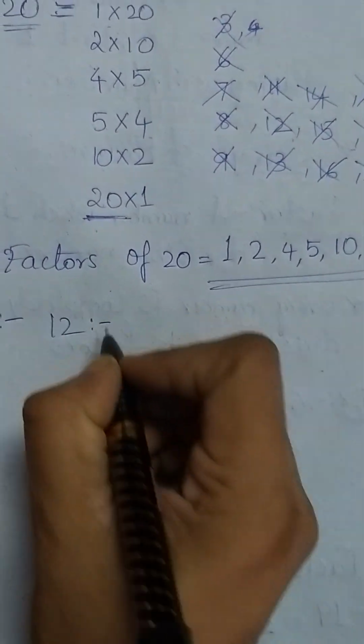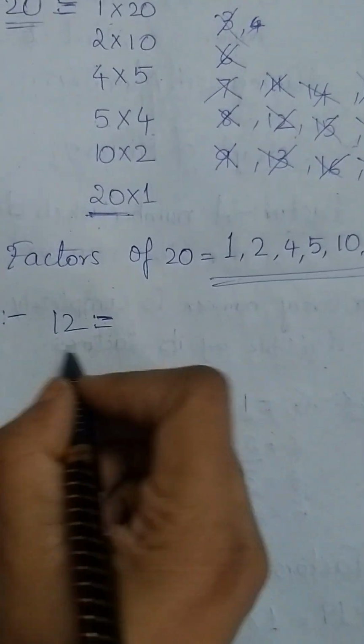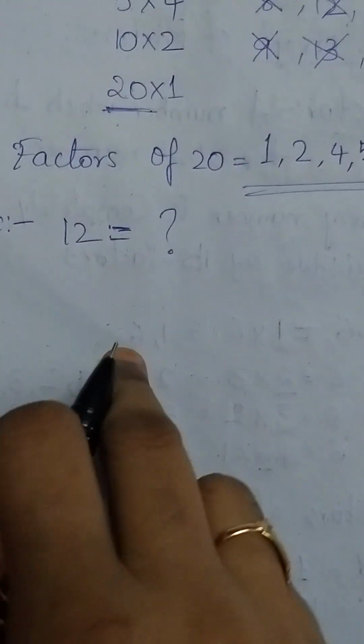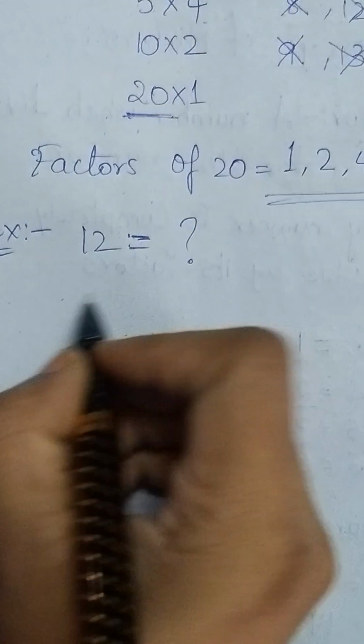For 12, find out how many factors there are. This is the homework for you, children. Find out now itself, you have to do it. Okay, it's very easy.